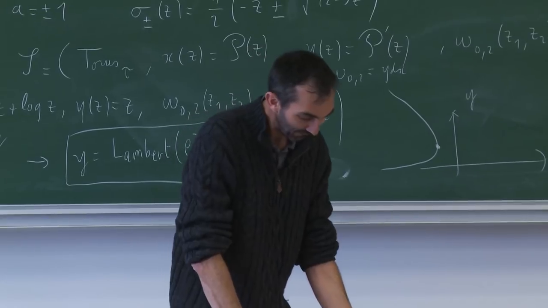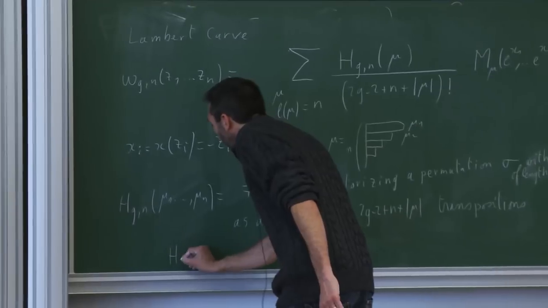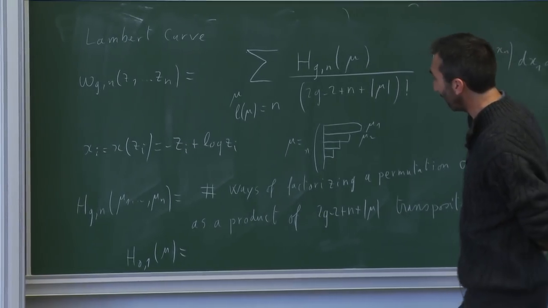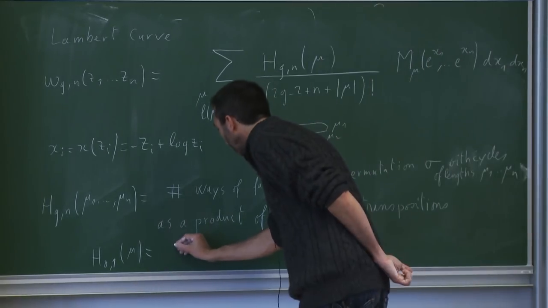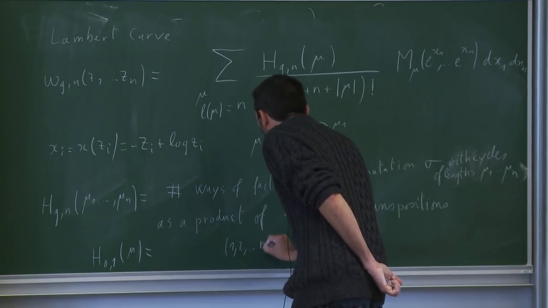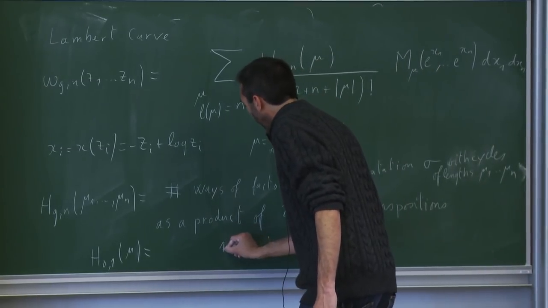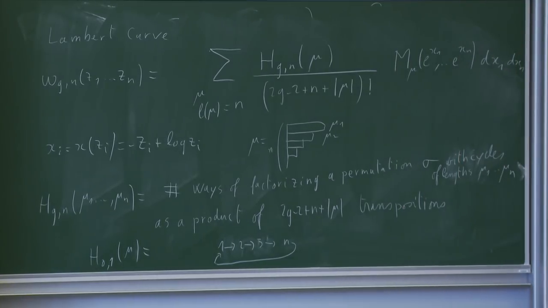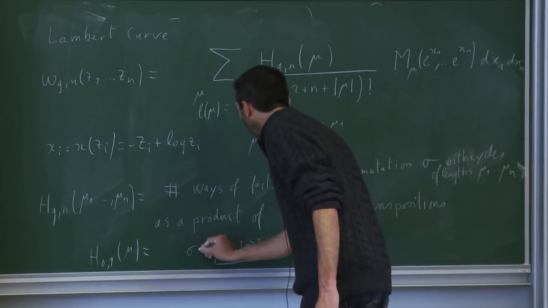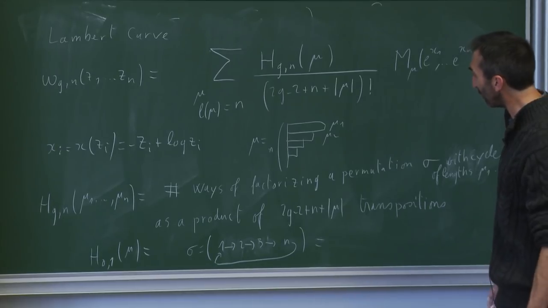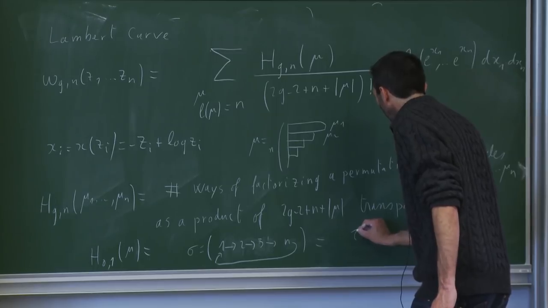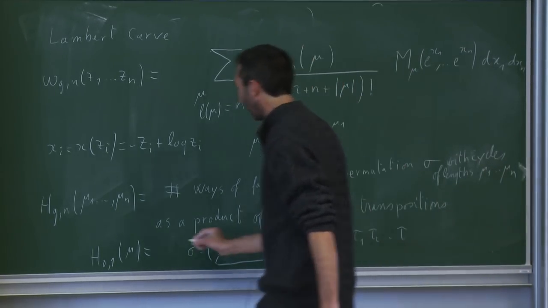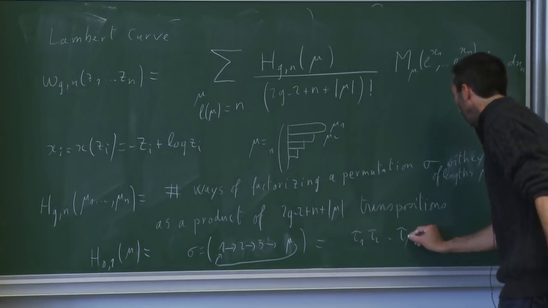In principle it's time to stop, but let me just give you an example. H 0,1 of mu: the number of ways of factorizing a permutation with a single cycle. So take the permutation (1, 2, 3, and so on, up to mu), that's the cycle. In how many ways, with sigma equal to that, can you write it as the product of mu minus 1 transpositions, tau_1, tau_2, up to tau_{mu minus 1}?